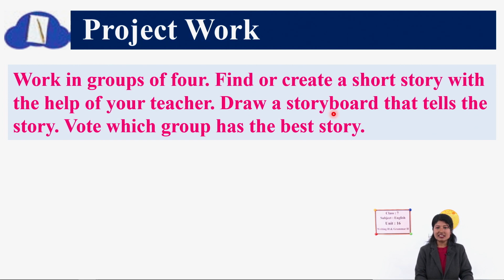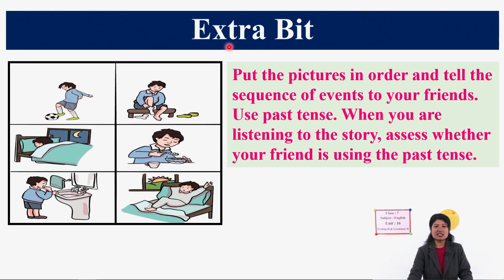And finally, there is one more activity as an extra. See, a series of sequence of events is there, so you have to rearrange it. Put the pictures in the correct order, and use past tense to describe the story to your friend. You can check with each other whether the story is correct or not. Your friends will check yours and you will check your friends'. So check whether the story formed by these pictures is correct or not.